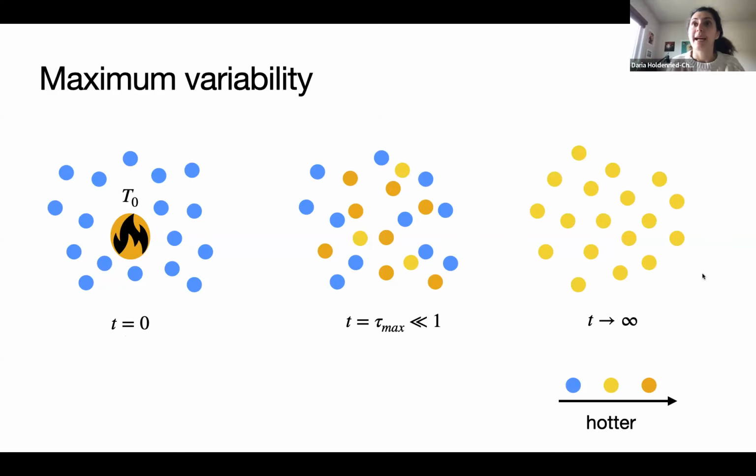Now, in between these two scenarios, there must be a time where the variability of the system is maximized. And that's what we're interested in calculating. What is this tau max at which we have a maximum spread in the temperatures of the air parcels in the room?